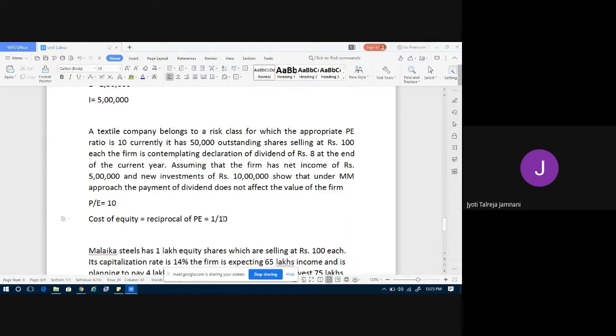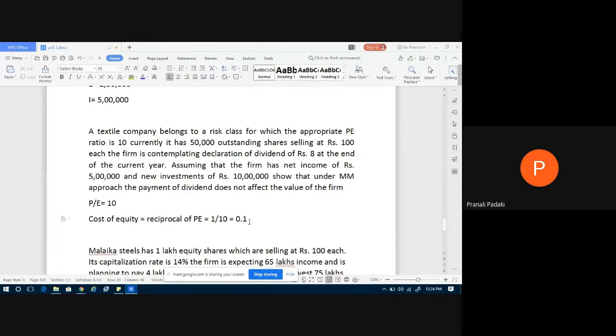How much you get if you do 1 divided by 10? 0.1. Yes. Which is nothing but 10%. You got it in decimal, you can use 0.1 everywhere. Otherwise, if you do into 100, it is 10%. So this is how you have to calculate cost of equity if PE is given. It is reciprocal of PE. If they give here PE as 8, you have to do 1 divided by 8, reciprocal of PE. So whatever you get, that answer in decimals we will take while solving the sum. Is that okay?